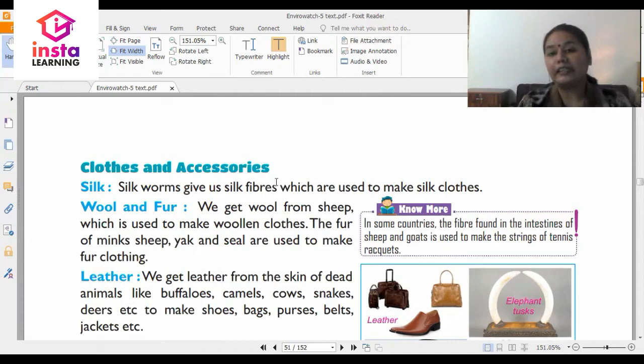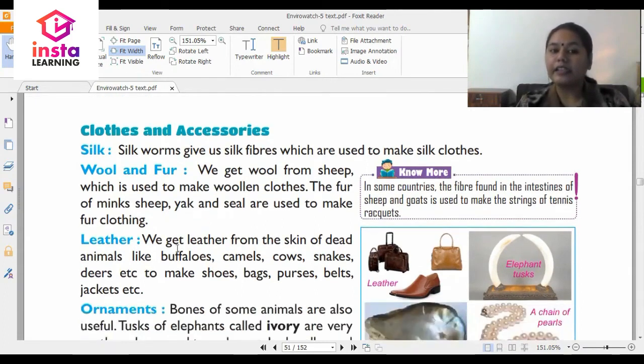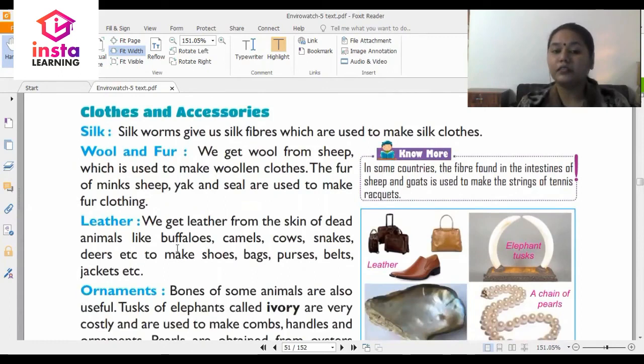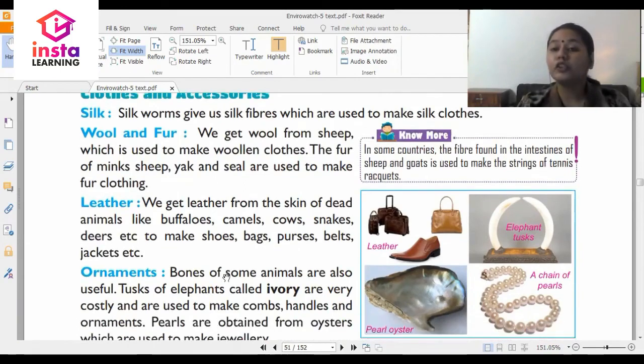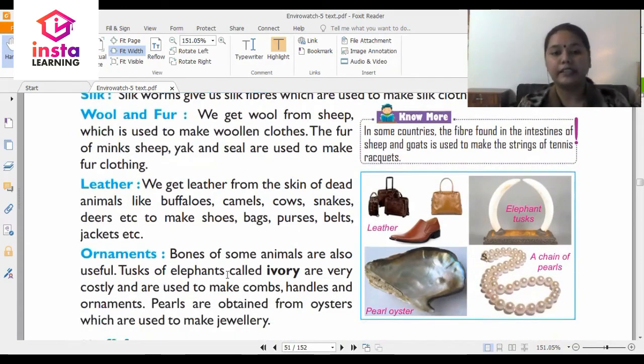Then clothes and accessories. We get silk from silkworms. Silkworms give us silk fibers which are used to make silk cloth. Wool and fur: we get wool from sheep, which is used to make woolen clothes. The fur of minks, sheep, yak and seal is used to make fur clothing. The next is leather, which we get from the skin of dead animals like buffaloes, camels, cows, snakes, deer, etc. to make shoes, bags, purses, belts, etc.